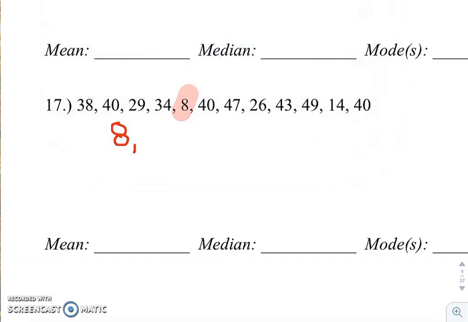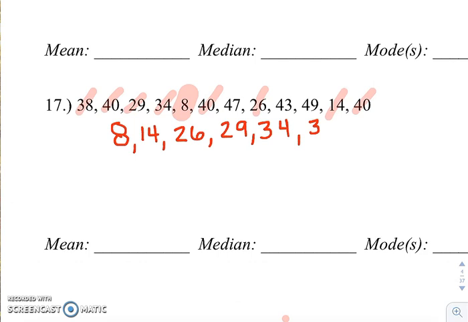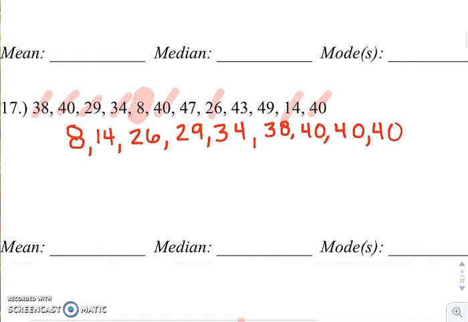And then it looks like we've got 14. And then 26. And then 29, 34. And then 38. And 40 3 times. So 38 and then 40 3 times. And then 43, 47, and 49.